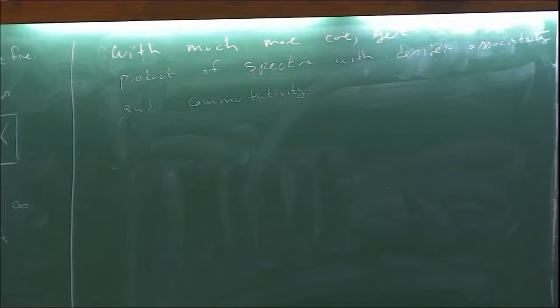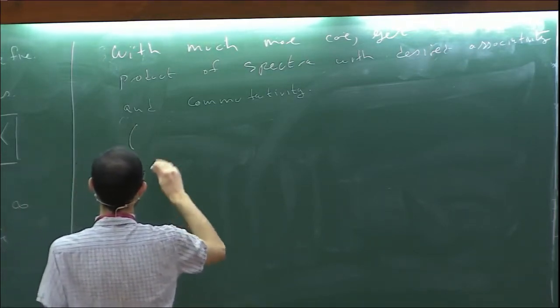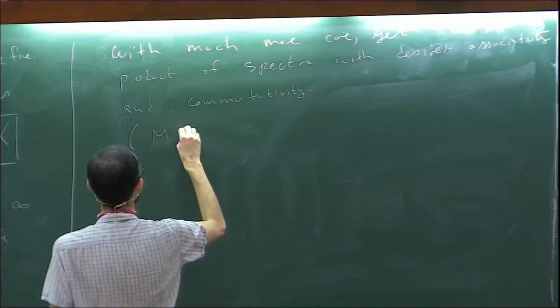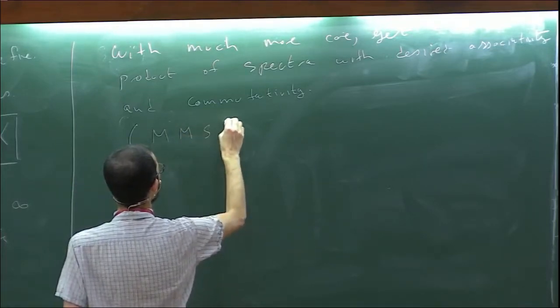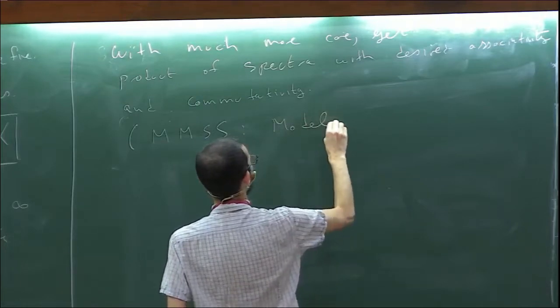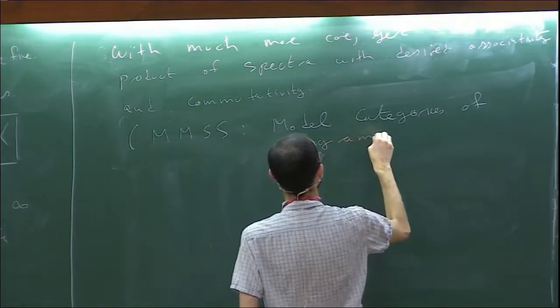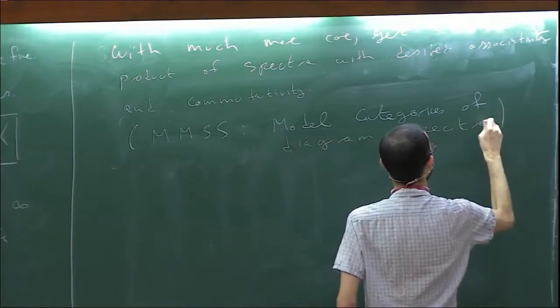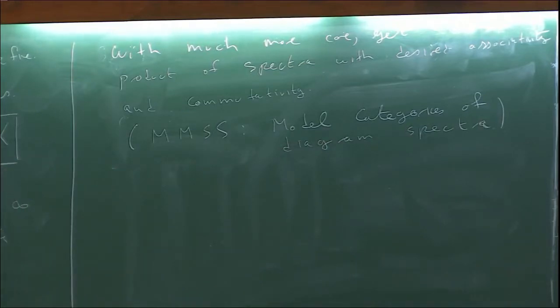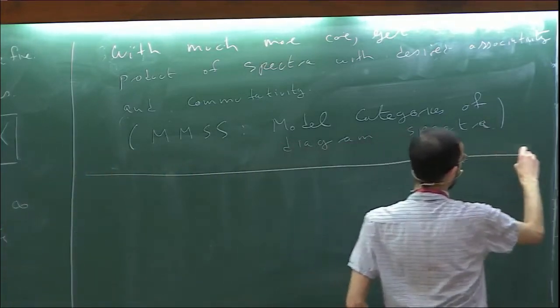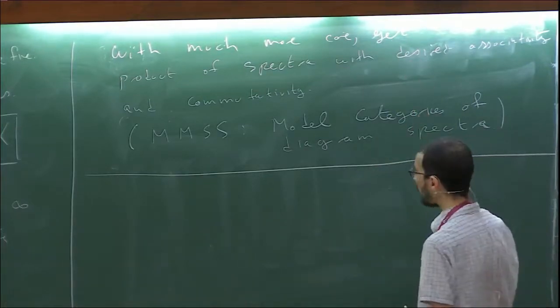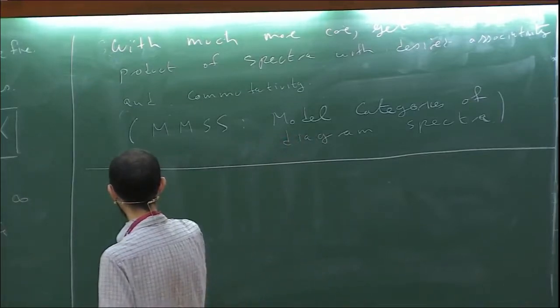For a reference, the best reference I know is a paper with many authors, May, Mandell, Schwede, and Shipley, called Model Categories of Diagram Spectra. I will just put it here as a reference, and we're not going to use it. But the idea is, of course, what you would expect: there is an n space here, and an m space, and you want to smash them together and land in the m plus n space. Really, the question is how to do this in a coherent way and in a way that actually has applications. If you have this, then you can make a notion of a ring, an associative ring and a commutative ring.